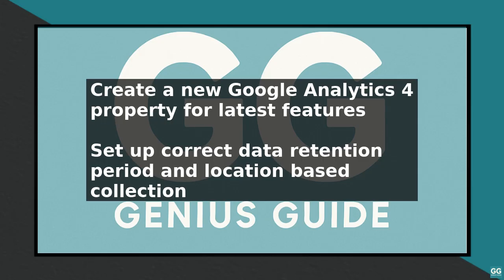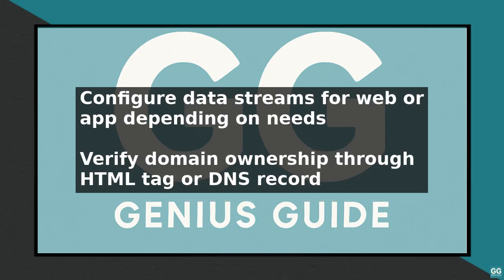Next, configure your data streams by setting up web, app, or both streams depending on your needs. For web streams, enter your website URL and verify your domain ownership through HTML tag, DNS record, or Google Tag Manager. For app streams, enter your app name and package name. Then download the configuration file to integrate with your app.